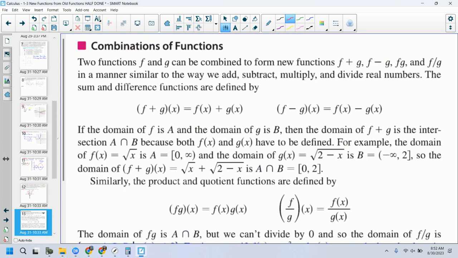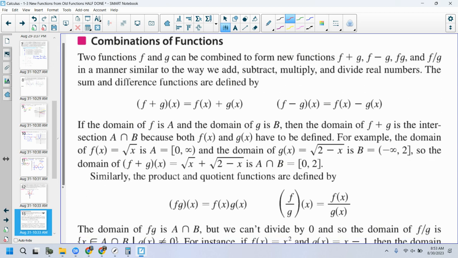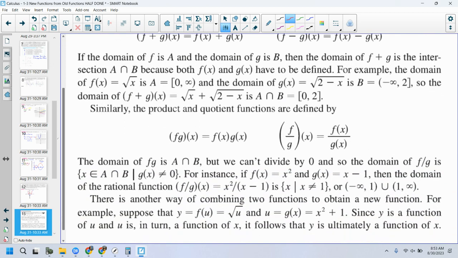All right. Now we have combinations of functions. This composition, right? Composition. And addition and subtraction. When two functions, f and g, can be combined to form new functions when you add, subtract, multiply, and divide them, in a manner similar to how we add and subtract polynomials and real numbers. Here's what I want to say about it. I'm going to be asking about the domains and the ranges a lot. The domains and the ranges of any two functions added, subtracted, or multiplied together is just a combination of those two domains and two ranges.